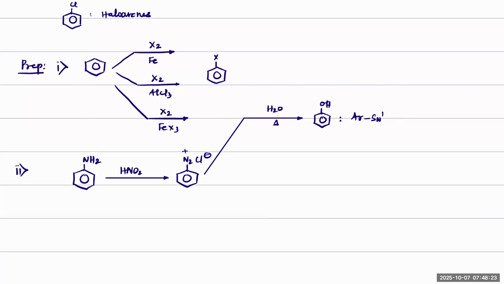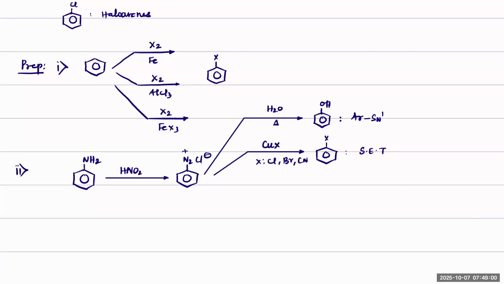Got it? So next, if we have a reaction with CuX here, where X could be chlorine, bromine, or cyanide, then you will get X here, and this will happen via a radical mechanism. So this is called the SET mechanism, single electron transfer mechanism.